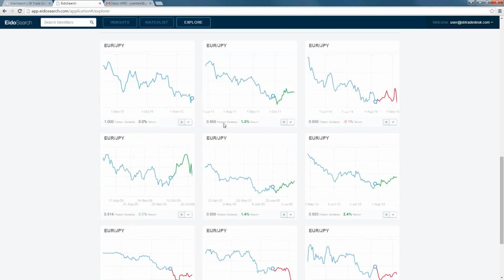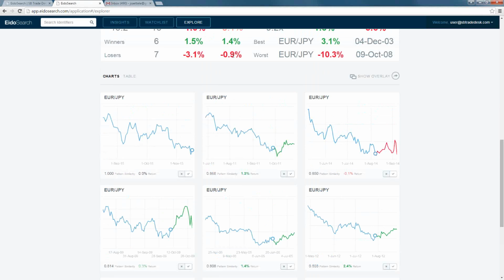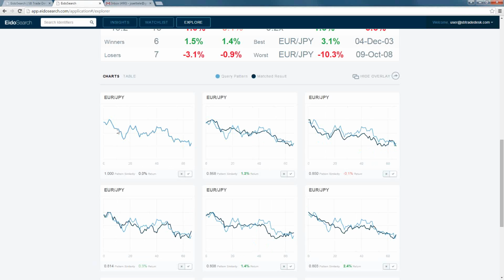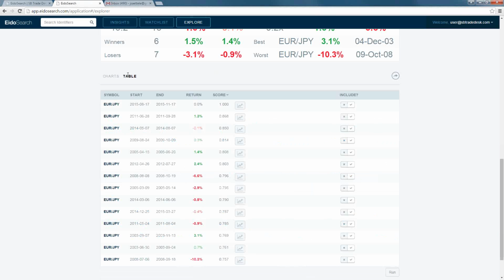So this is the most similar pattern to Euro Yen, okay? And this happens to be in 2011. You can see it in 2 different ways. You can have the overlay option, in which it's overlaying the current pattern of the last 3 months, that'd be your query pattern, your search query, and then the matched result. And if you want specific dates, which is often quite useful, say you want to go to a chart and do a little more analysis on this, which I completely suggest doing, you can go to table view and you can get the exact dates.